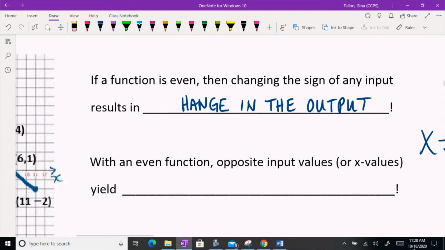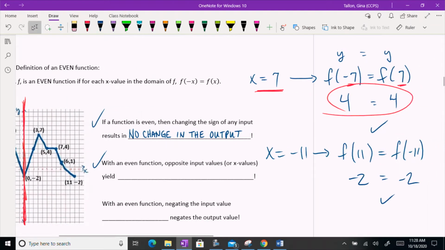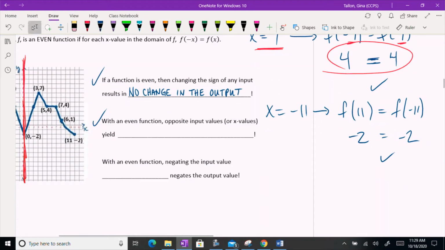So I end up having no change in the output, which means the output values are the same even though we are changing our input value. So with the second topic right here, with an even function, again, opposite input values, or x values, yield what? If I take opposite input values, like this negative 7 and this positive 7, what kind of values do I get for answers? Well, I get equal values. So they yield equal output values.